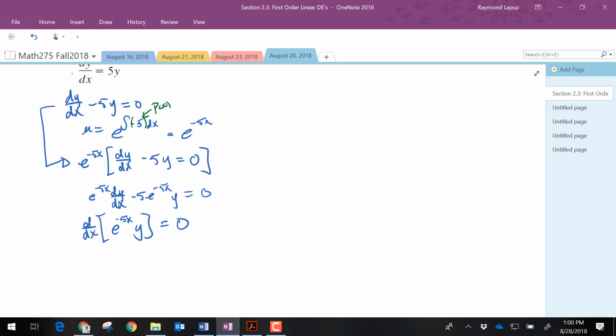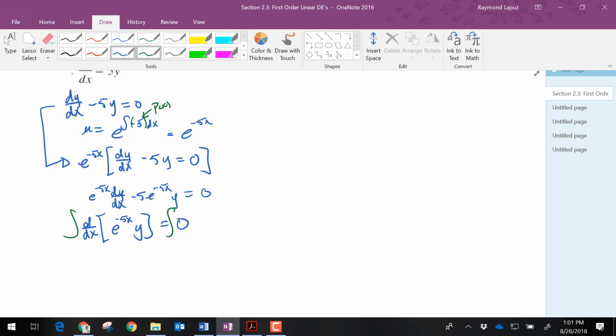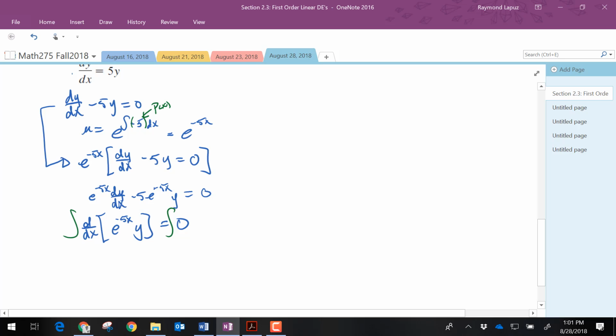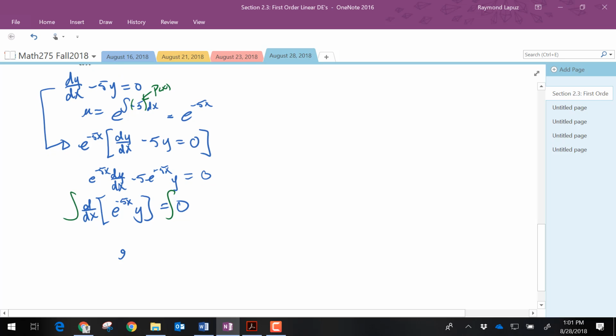The integral of 0 is a constant. What's the derivative of a constant? 0, right? So we're going antiderivative. It's not a definite integral. It's not going from something to something because then that would be 0. But this is an indefinite integral of a constant. So we integrate both sides. And the integral of a derivative, according to the fundamental theorem of calculus, is the function itself. And then the indefinite integral of 0 is a constant.